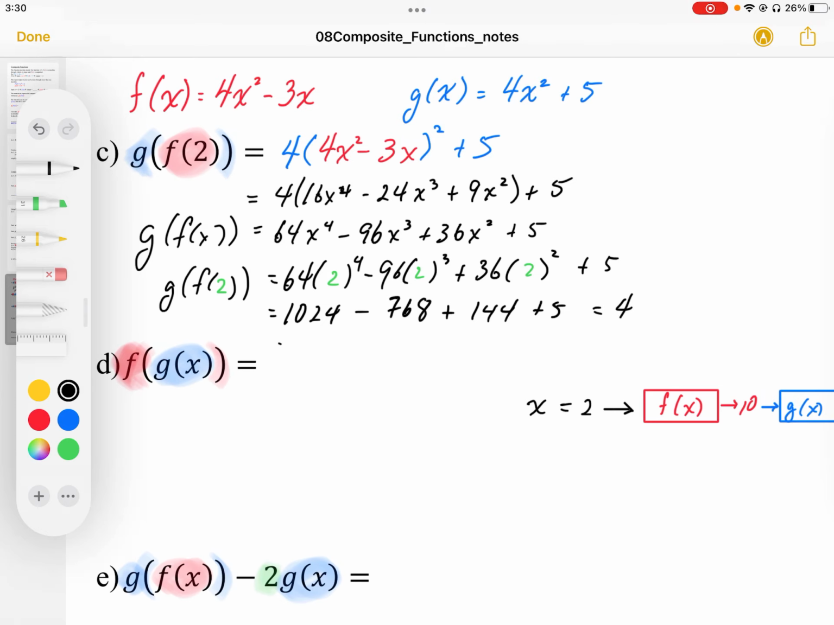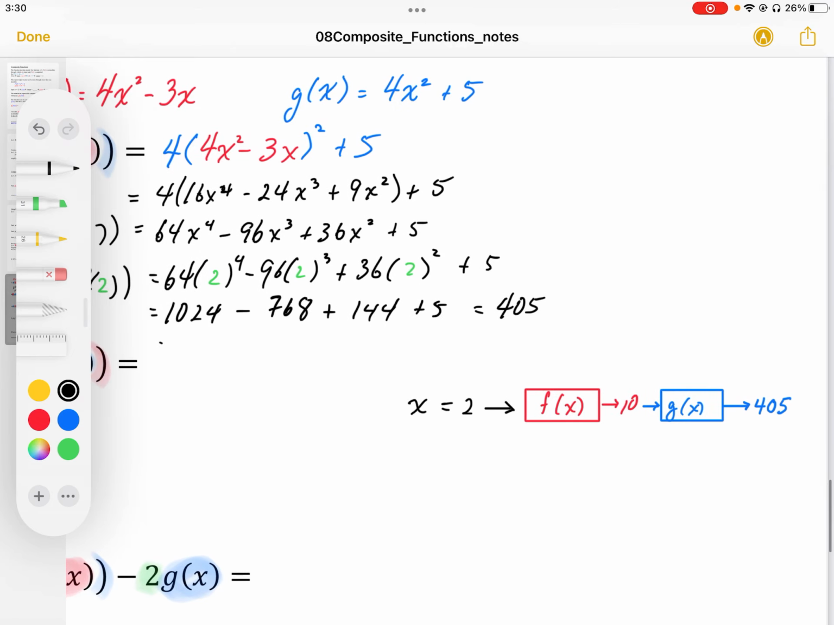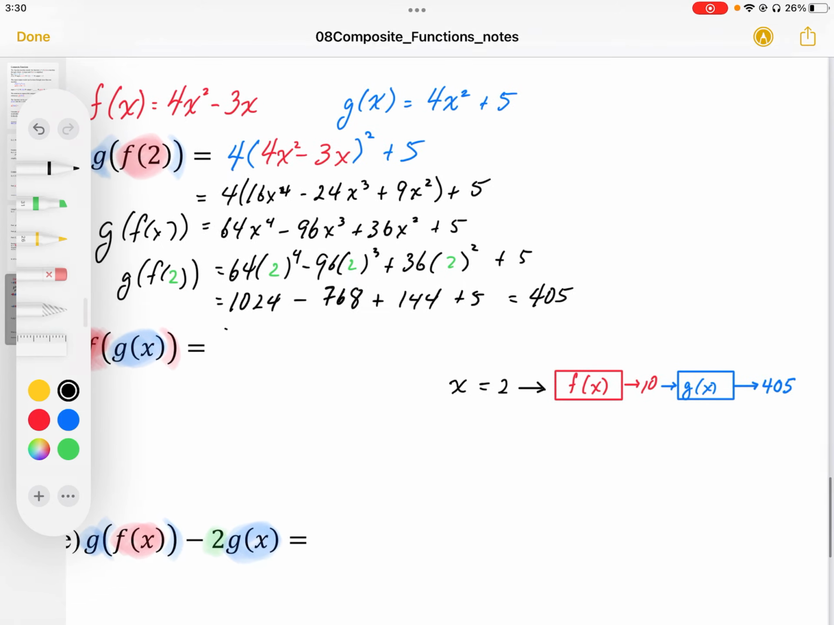This works out to be 405, which is the same as when we put it through our function flowchart, starting with x equals 2: f of 2 is 10, g of 10 is 405. Okay, so these are two different ways we can do this same problem.